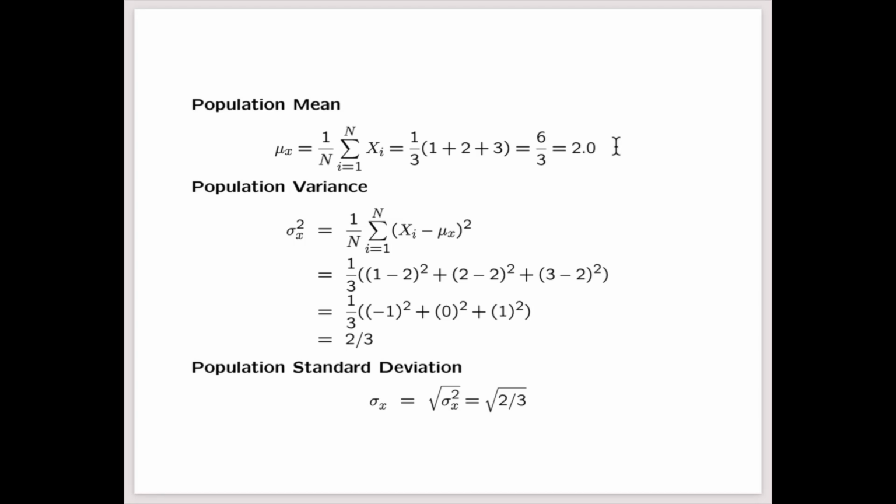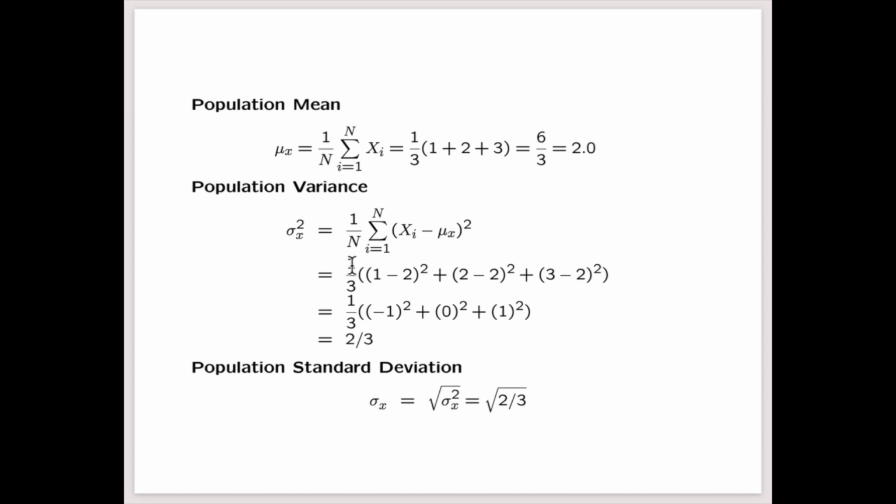And you'll recall that for a finite population, the population variance is calculated this way. It's the average squared deviation about the mean, right? The mean is 2, x1 is 1, x2 is 2, x3 is 3. And so it's 1 over capital N, times the sum, i going from 1 to capital N, of x sub i minus mu sub x, quantity squared.